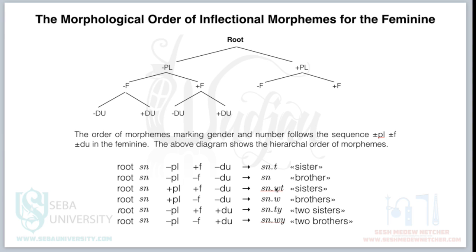Notice, and I'm going to get to it. Let's skip to it. Let's go down to here. Sin, is it plural? No. Is it feminine? Yes. Is it dual? Yes. Therefore, the gender comes before the dual ending. So the T comes before the Y.